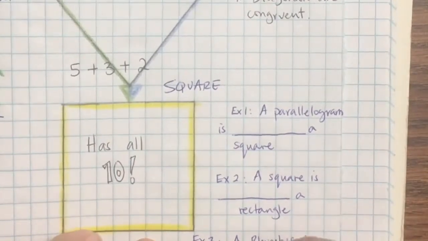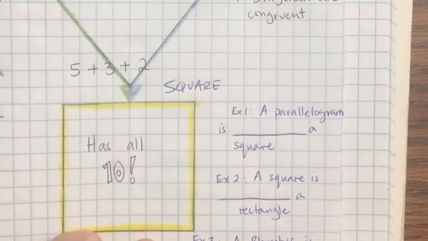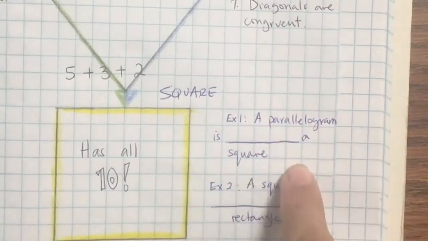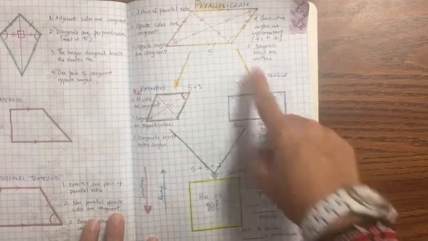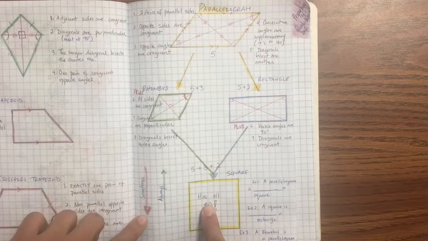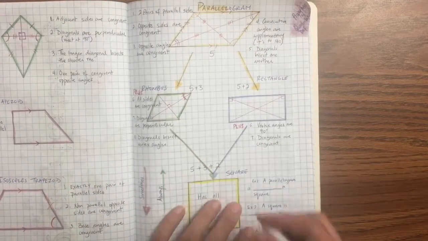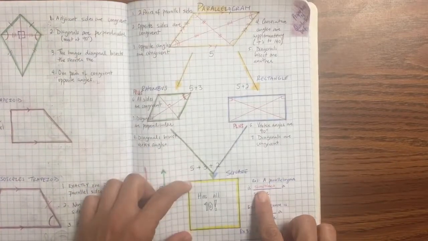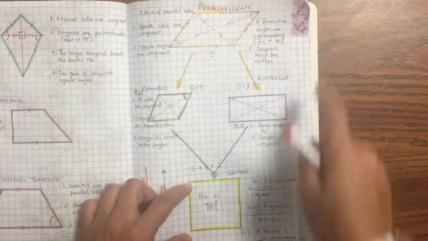Alright, so let's take a look at it. So, example 1, if you're going from a parallelogram to a square, are you going up or down? So let's look at the family tree. Parallelogram to a square, you're going down. So if you're going down, it's going to be sometimes. So a parallelogram is sometimes a square.